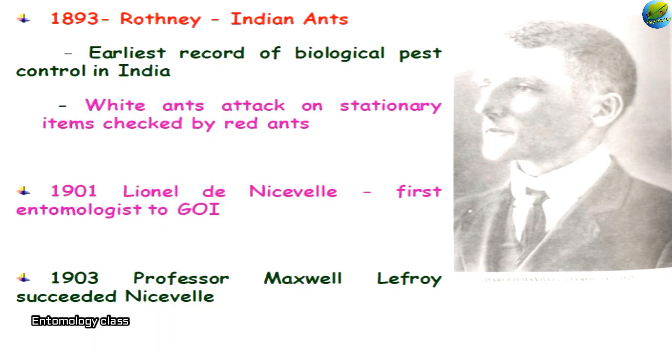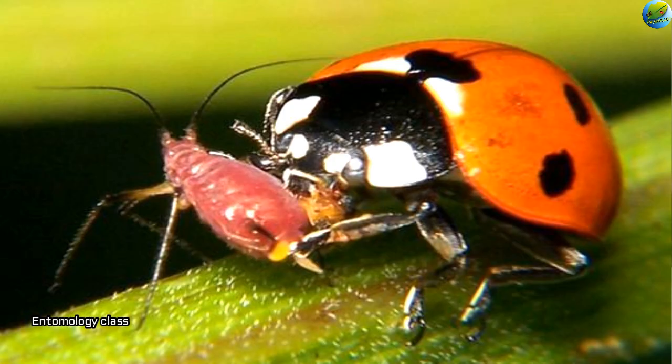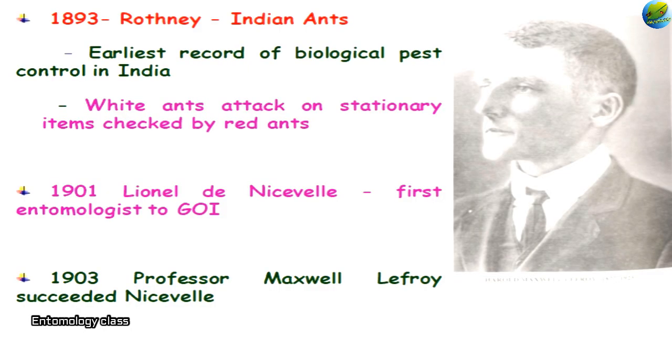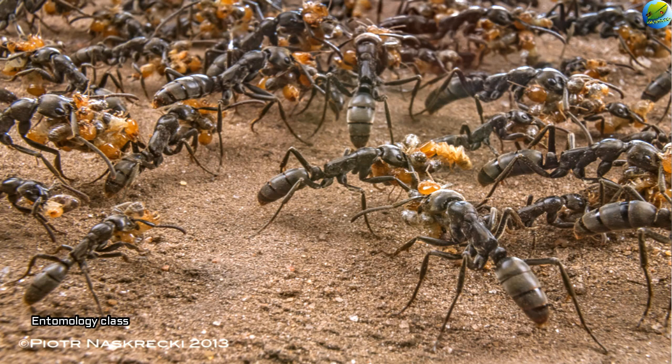Biological control means the control of any insect by insect, or it may be by controlling insects using any of the living organisms that are going to prey on them, going to kill them. Ultimately, we are going to get the result of the control of the pest. So it is the earliest record of biological control in India, where he mentioned the white ants, which means our termites. The control of termites happened using the red ants, especially in the bookstores. The problem of the termites was taken care of by using the red ants.